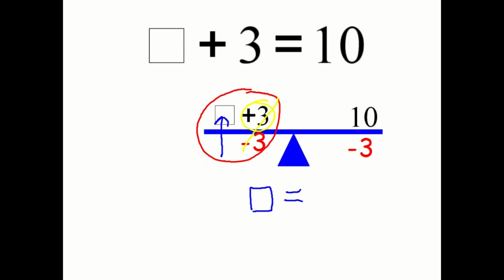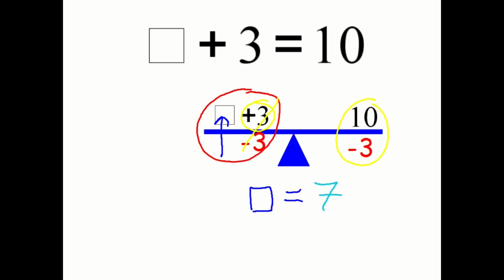So that's cancelled out. Plus 3 minus 3 cancels out. And if I do 10 take away 3, I'm left with my box being 7. 7 is the value of the box, which we know from the start, but I just wanted to show you how we can get that. So we are subtracting 3, or doing the opposite to what we've got here. We had a plus 3, we take away 3, but if we do it to one side of the equation, we must do it to the other.